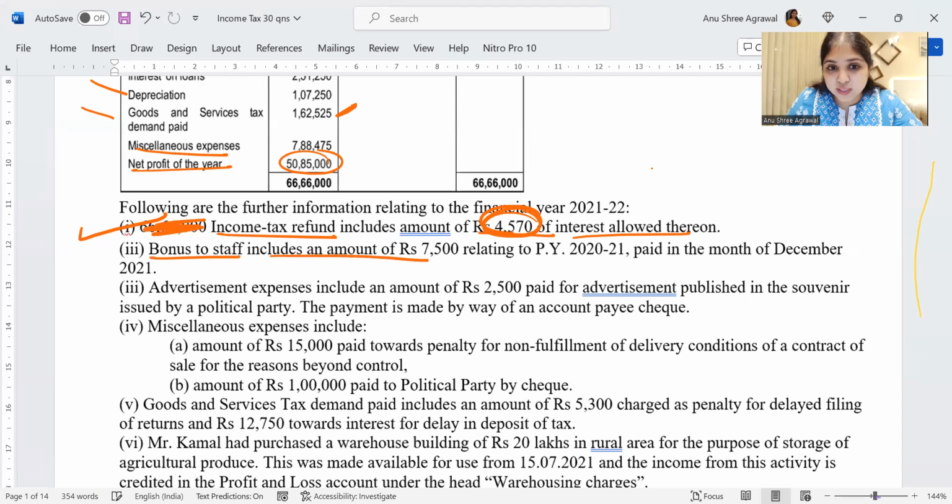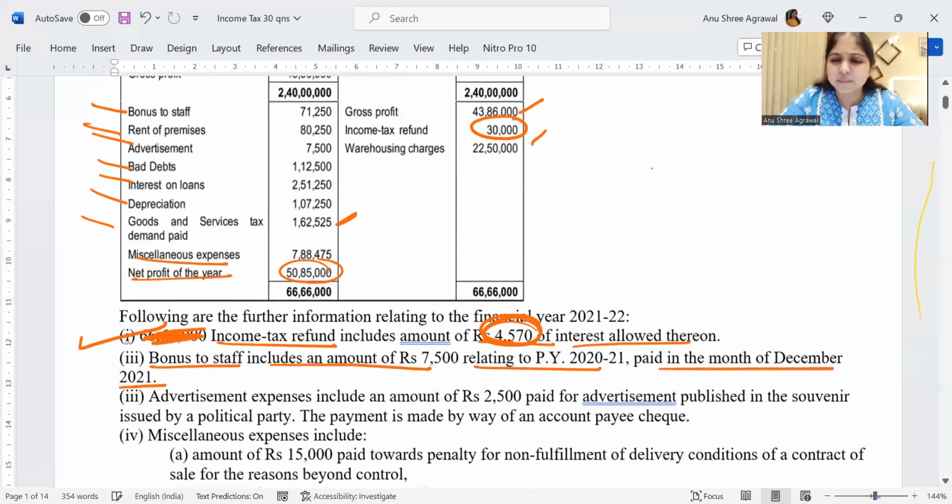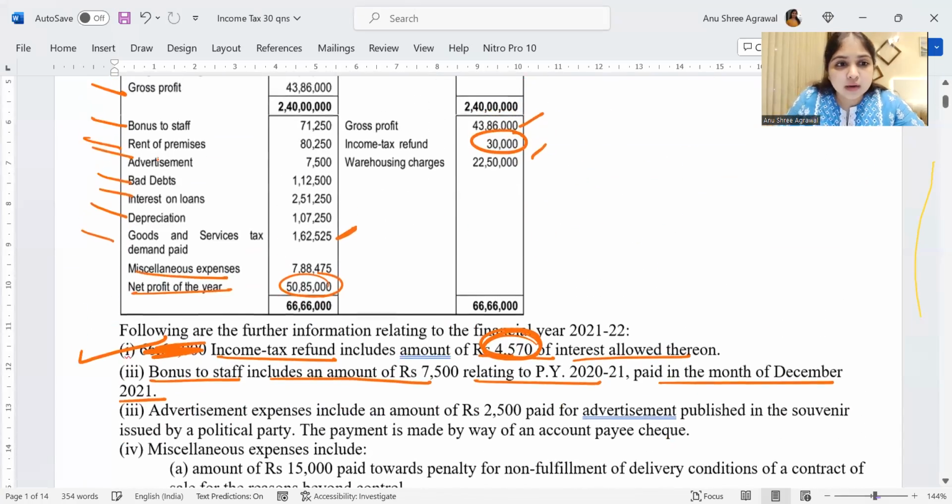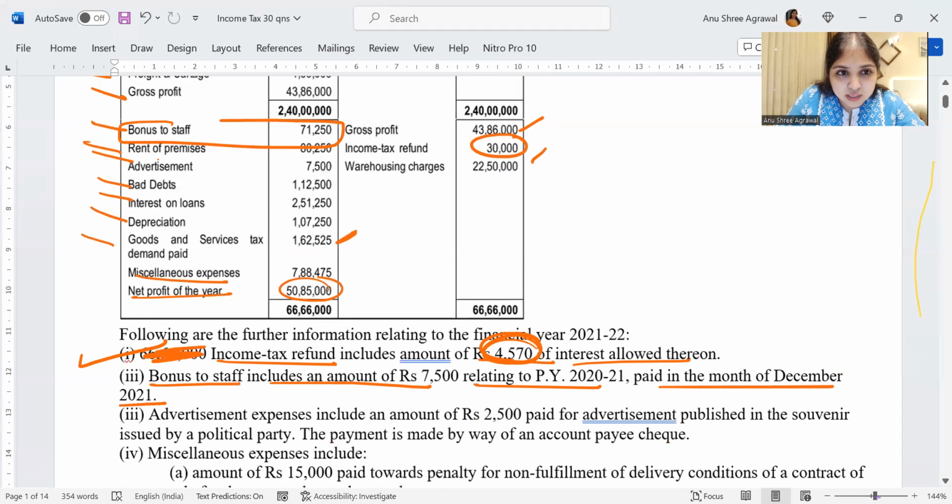Bonus to staff includes an amount of 7,500 relating to 2021 paid in the month of December 2021. Let us try to understand this. My current year is 21-22. Here, if you see, we have bonus to staff 71,250. About this, they are saying the 71,250 includes 7,500 relating to 2021.